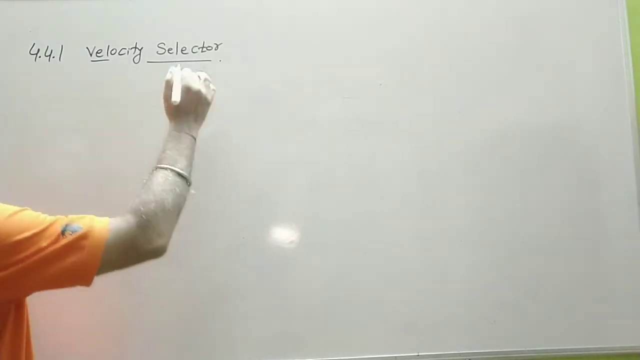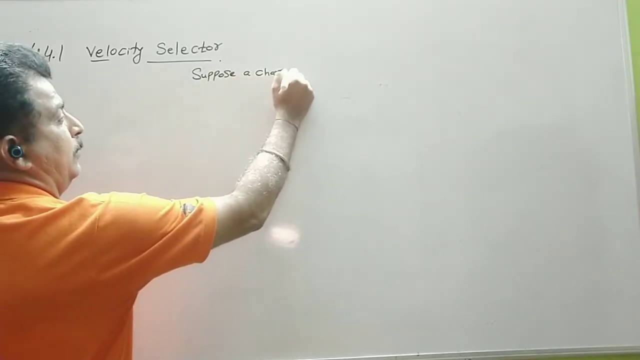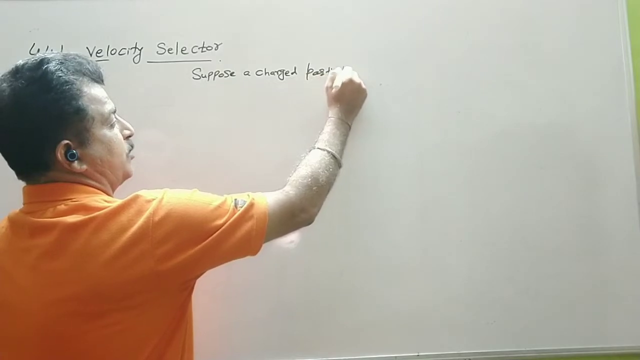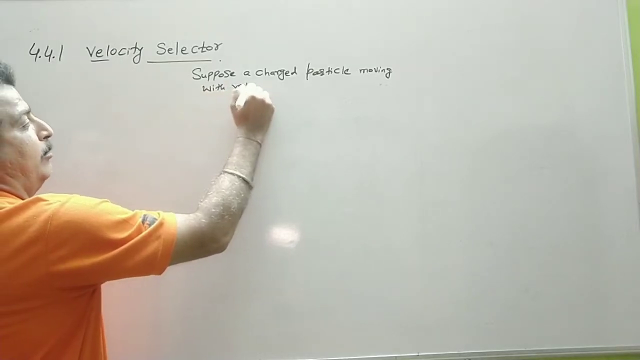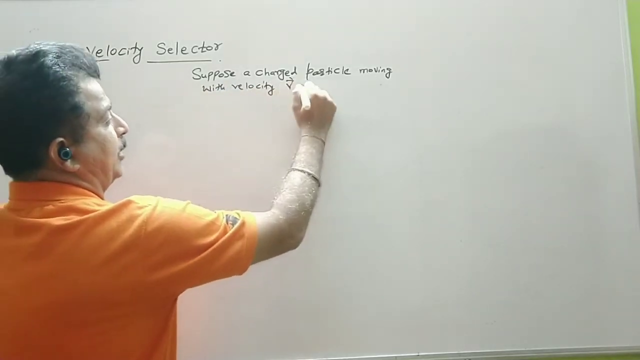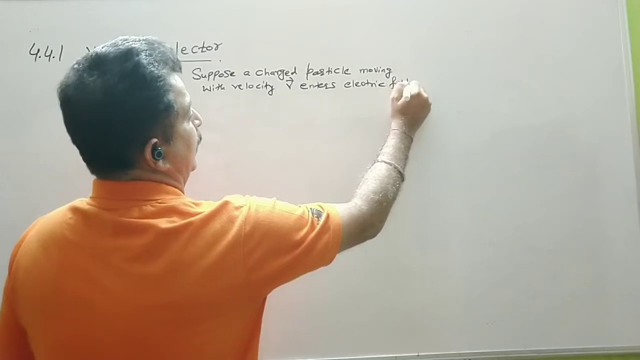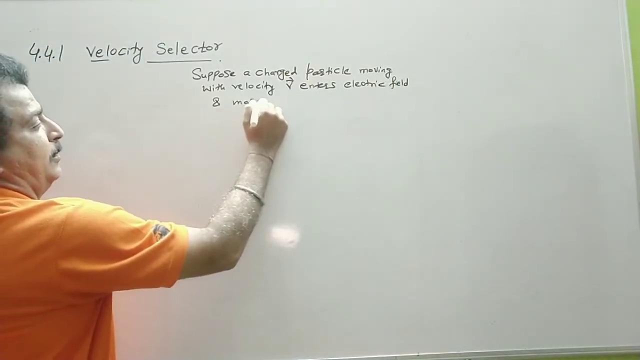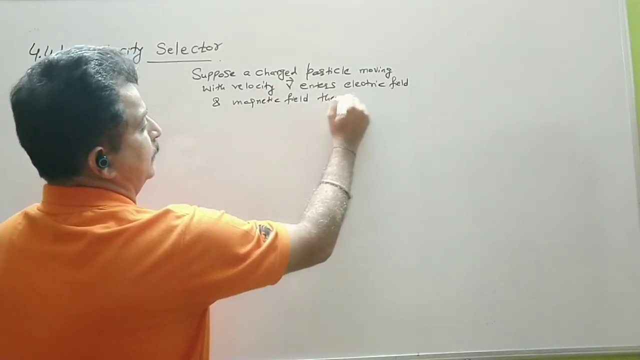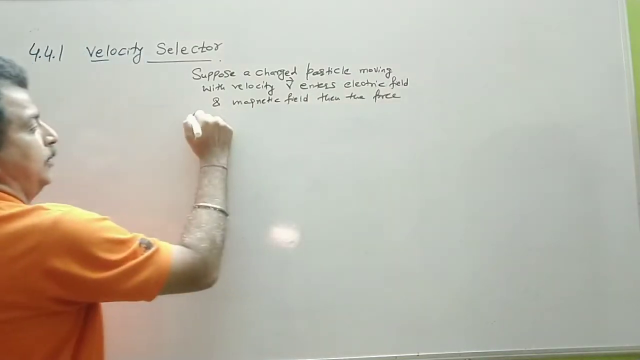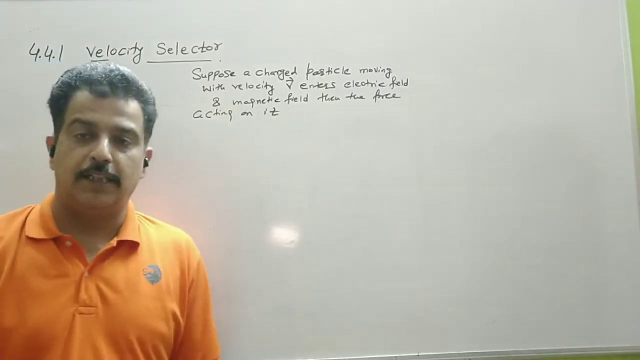Now we know that suppose a charged particle, moving with velocity v vector, enters an electric field and magnetic field, then the force acting on it, we know that the force acting on it is called a Lorentz force.